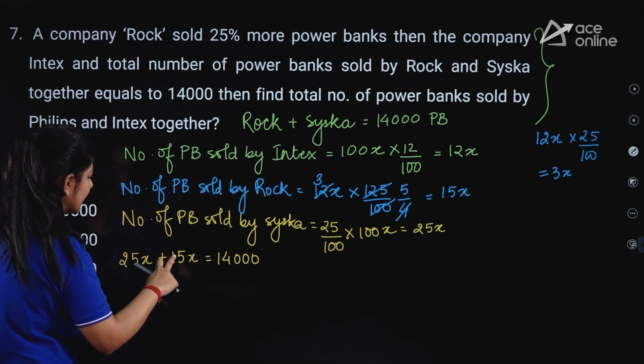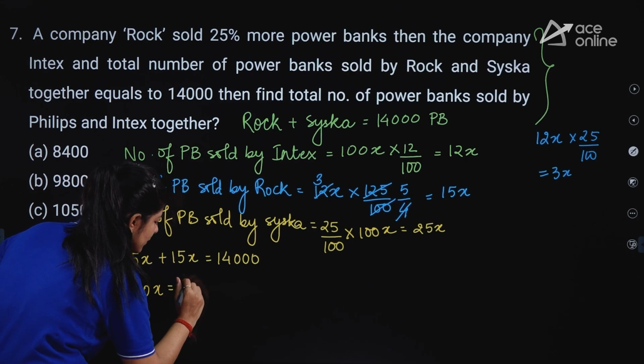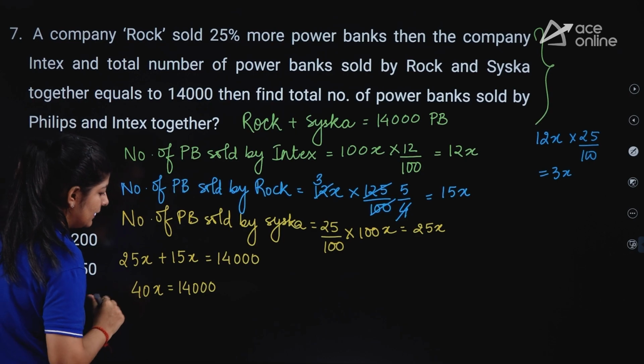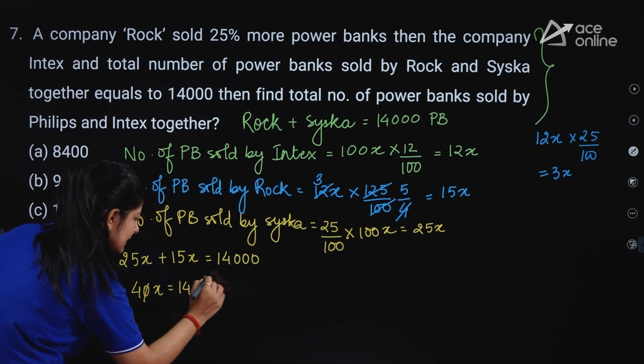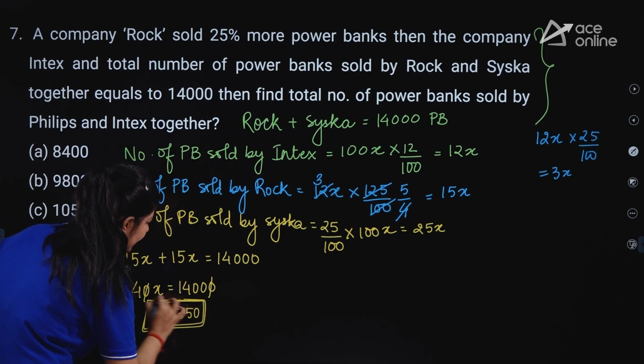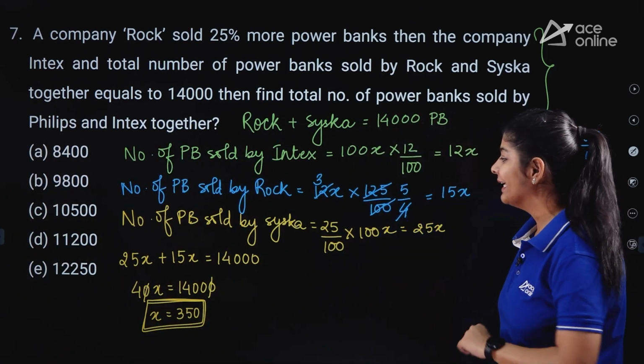Here what are we getting? We are getting 40x. 40x is equal to 14,000. So here we can say that the value of x is 350. The value of x that we are getting is 350.